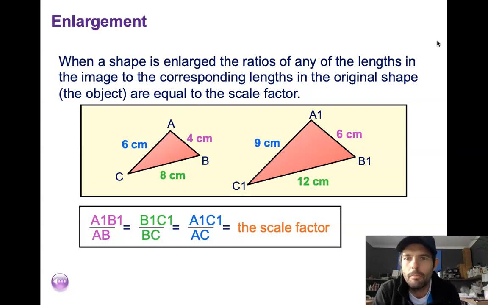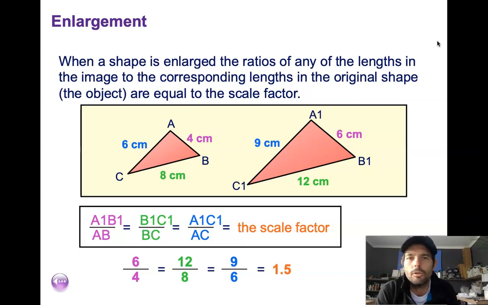Okay. So once we put all those sizes in their correct places, so for example, A1, B1 is going to be 6 centimeters over 4 centimeters. B1, C1 over BC is going to be 12 over 8, and A1, C1 over AC is going to be 9 over 6. Those are all equivalent fractions, okay? And they all work out to 1,5 or 1.5. So therefore we know that the scale factor from ABC to A1, B1, C1, the enlargement scale factor is 1.5, okay?